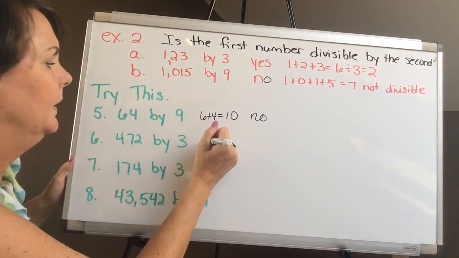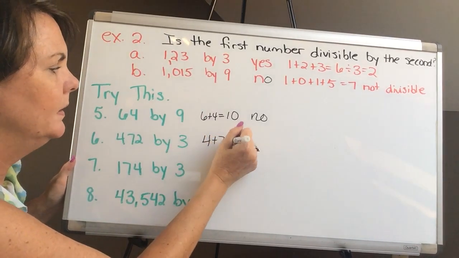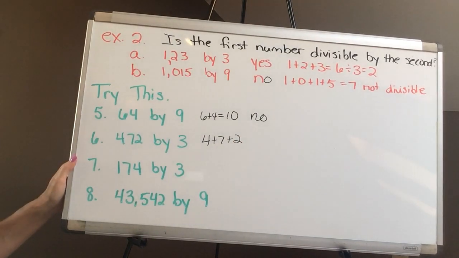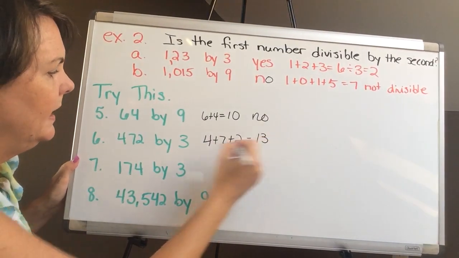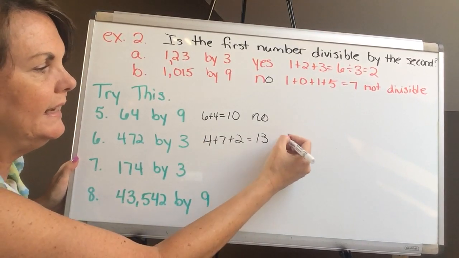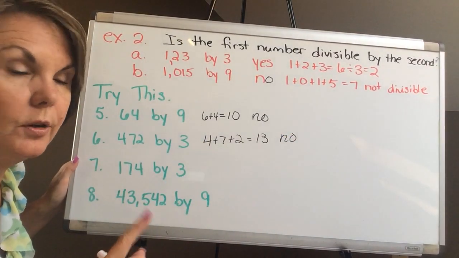472 by 3. Add the digits. 4 plus 7 plus 2. That's going to give me 13. 11 plus 2 is 13. And can I divide 13 by 3 evenly? Evenly. That means no remainder.